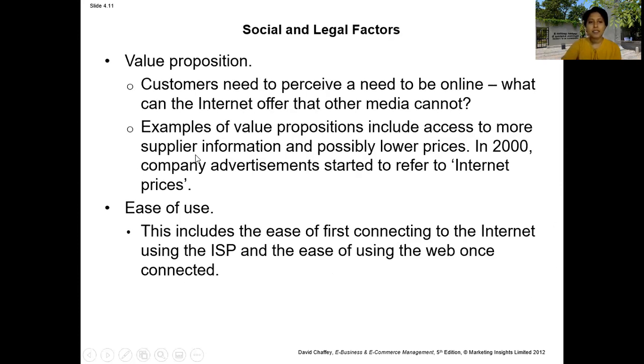Then the second one is value proposition. What do you mean by value proposition? What is the meaning of a value proposition? What's your idea on that? What do you think is a value proposition? Any answers? Any ideas? What is a value proposition?